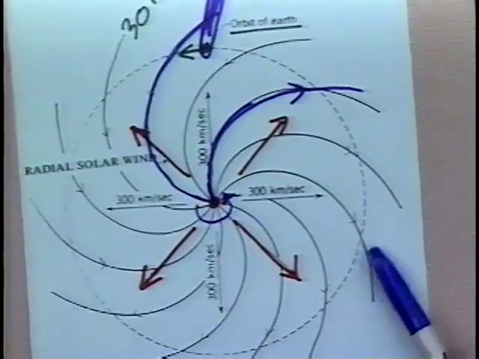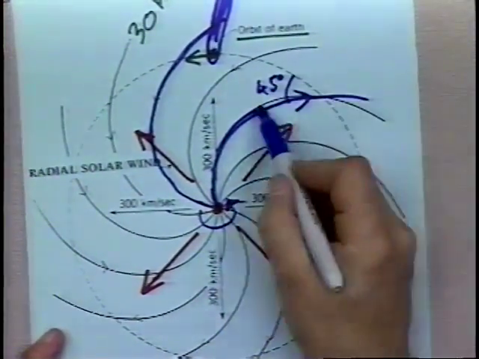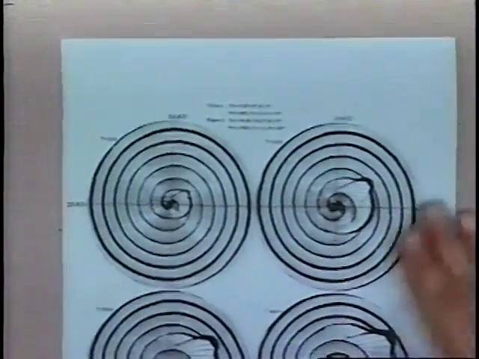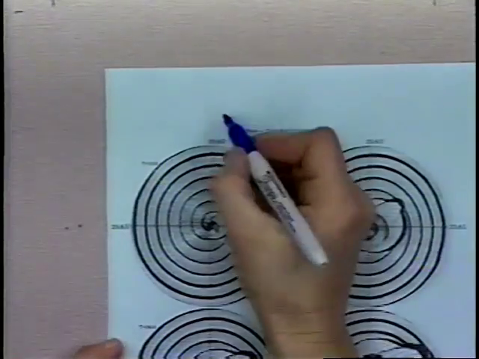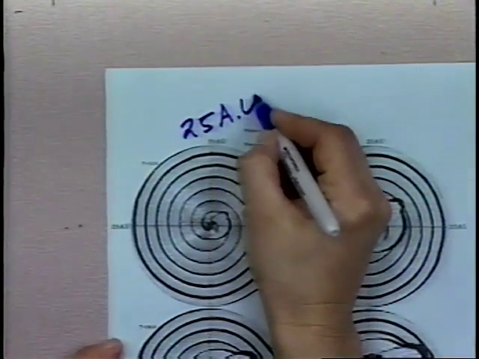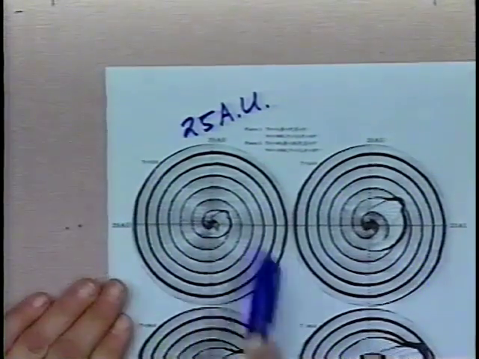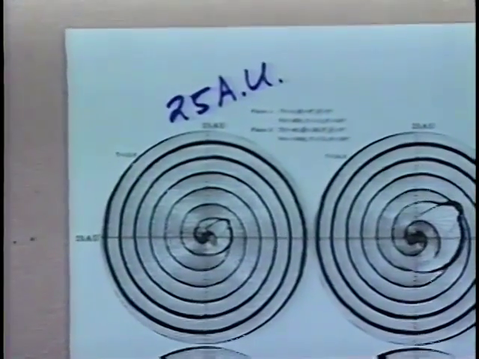Now, by the time you get to the Earth orbit, you can see that that angle is about 45 degrees, okay? The angle between the Earth's orbit and the magnetic field. But as you move further out in the solar system, that angle gets tighter and tighter, the spiral gets more and more wound. If you just look at this one here, this is going out to 25 AU, that's between the orbits of Uranus and Neptune. You can see that the spiral gets tighter and tighter and tighter, and these field lines get wrapped around on top of each other. Okay?